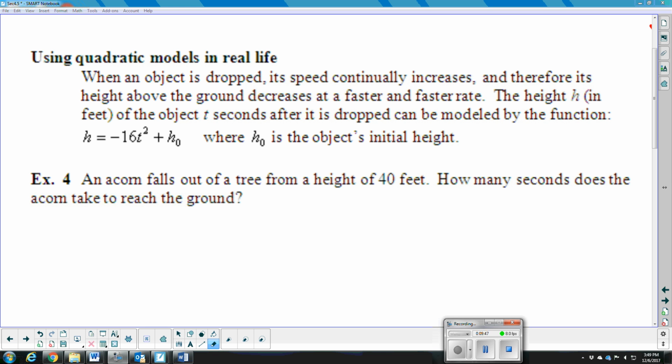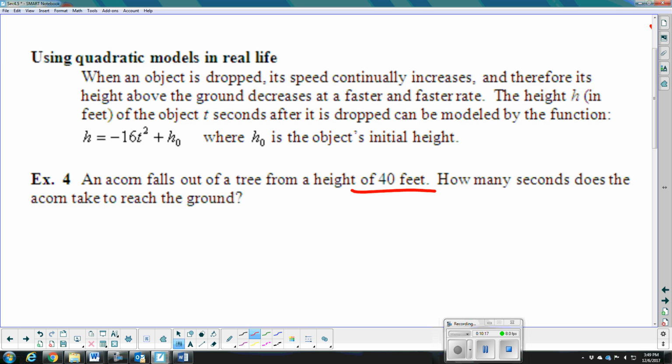So the height is h, and that's in feet, of an object t seconds after it's dropped, can be modeled by this function: h equals negative 16t squared plus h sub 0. h sub 0 is the object's initial height. First thing I would always do when you're reading through one of these kinds of word problems is identify each variable. So it says an acorn falls out of the tree from a height of 40 feet.